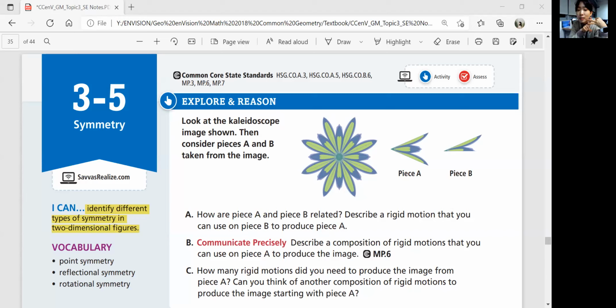Second, you will predict the effect of a given rigid motion on a figure. Third, you will identify types of symmetry in a figure. Okay, let's look at explore and reason.